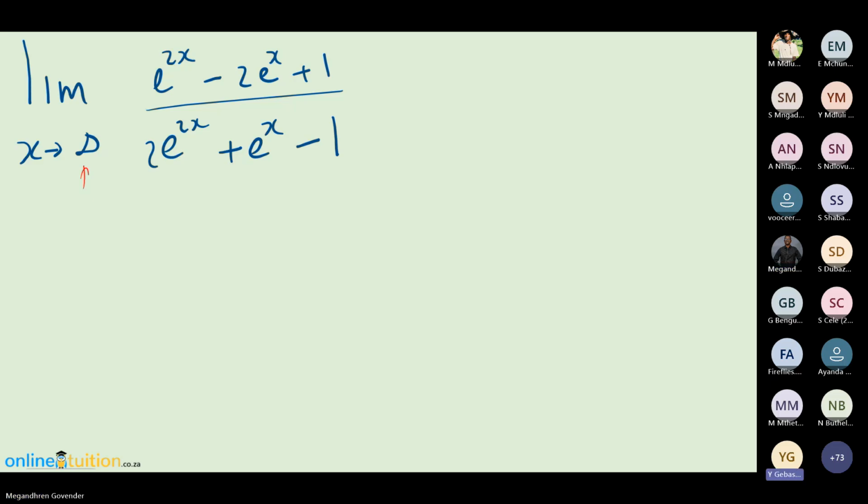Divide by the highest power, correct. You divide top and bottom by e to the 2x. So by doing that, can anyone give me the answer immediately? As x tends to infinity, what's the answer? Without doing anything, can you give me the answer?